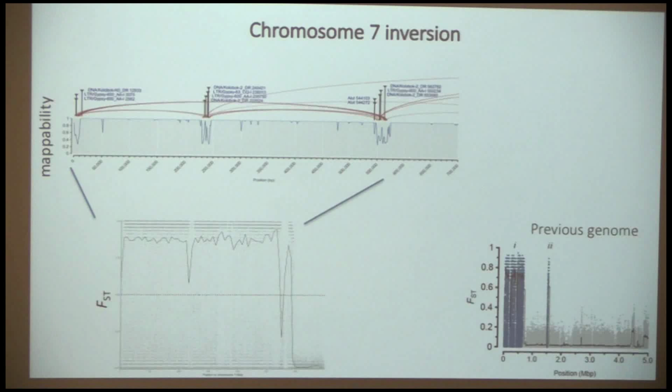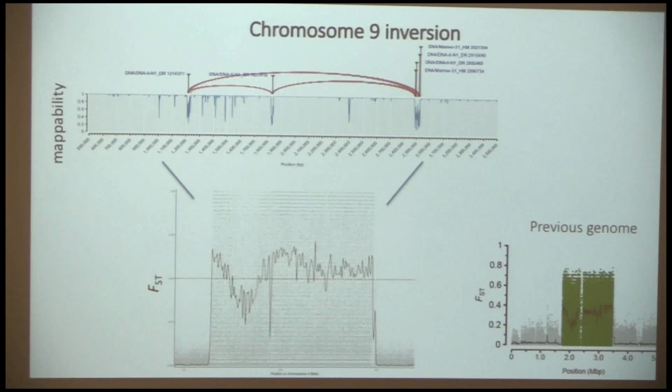And the same thing is found with the inversion in chromosome 9. Now we've actually managed to close up the gaps and show that there are repetitive elements that also show homology to each other in those gaps. So it matches what you expect from an inversion.